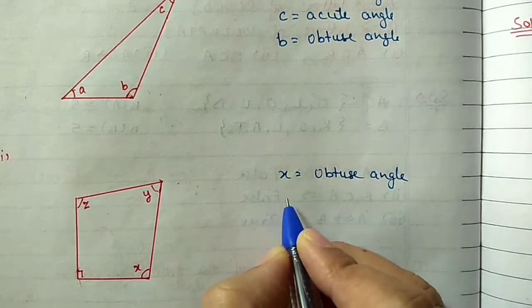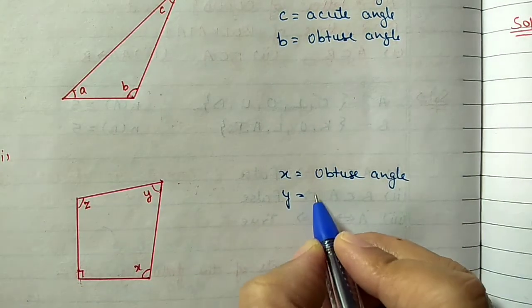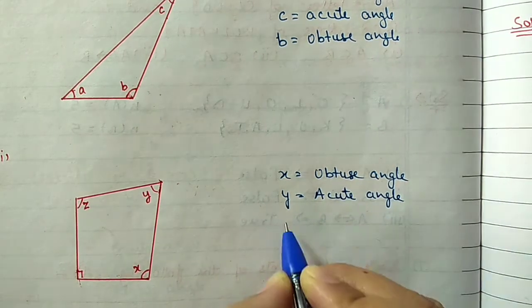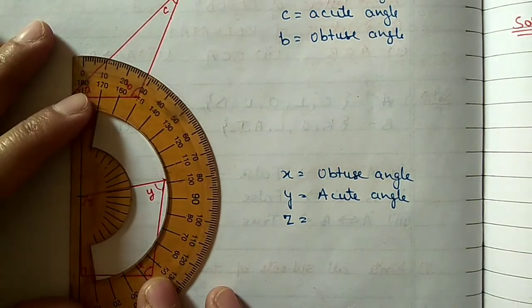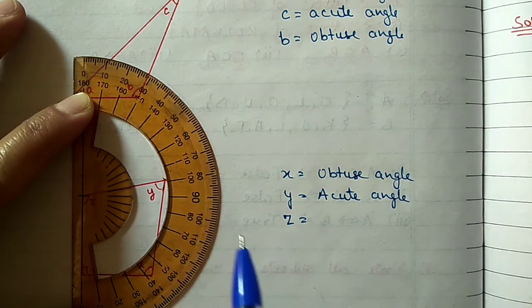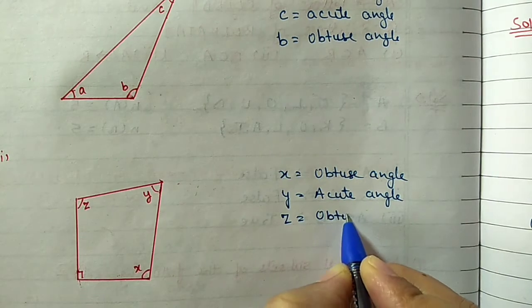Then if we talk about Y, this is less than 90 degree. Less than 90 degree means acute angle. And Z also, you can see it is more than 90 degree. If we measure, it is coming nearly 100 degree. So this is also more than 90 degree, which means it is an obtuse angle.